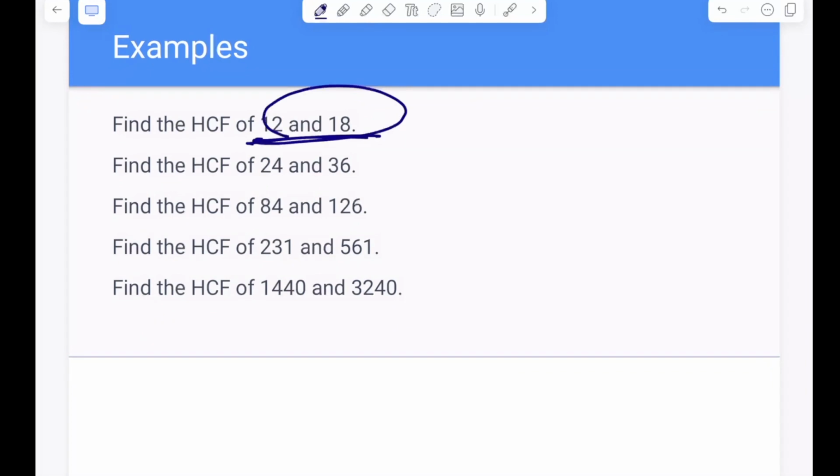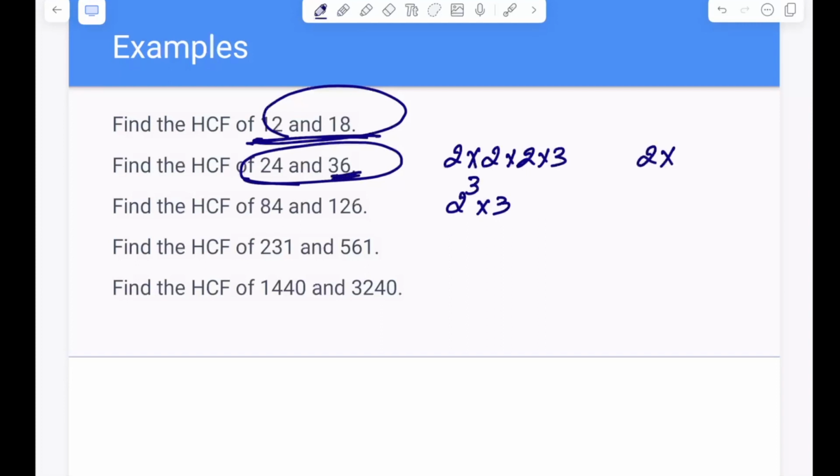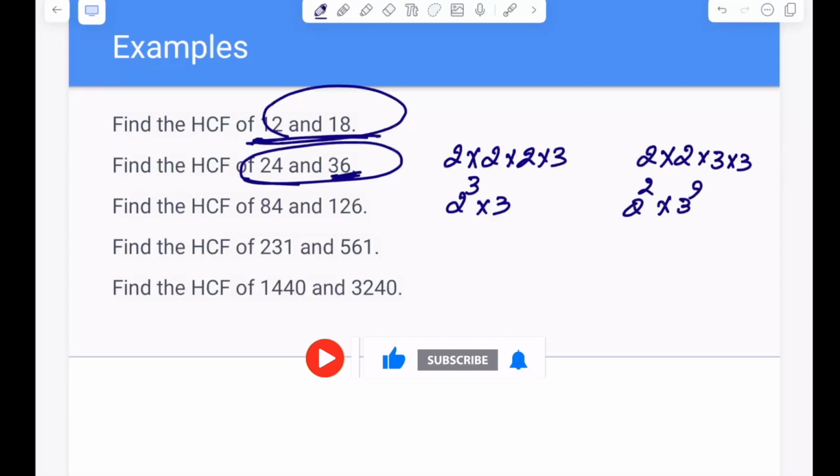First example, which we have already seen: let us find the HCF of 24 and 36. 24 can be written as 2 into 12, 12 as 2 into 6, and 6 as 2 into 3. So this is 2 cube into 3. Now 36 can be written as 2 into 18, 18 as 2 into 9, and 9 as 3 into 3. So it is 2 square into 3 square. That is writing the number as products of powers of prime numbers.